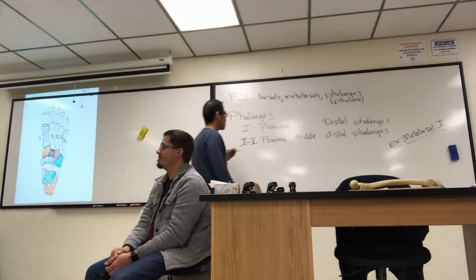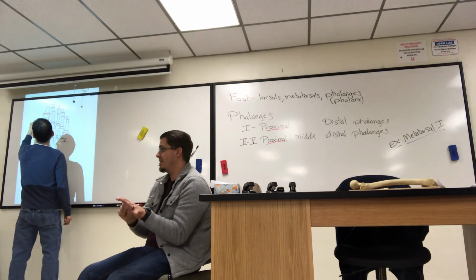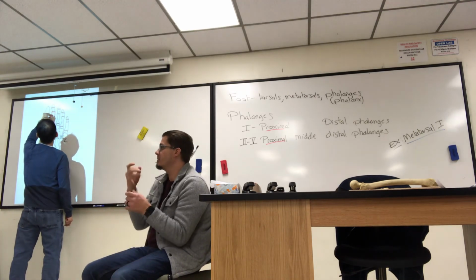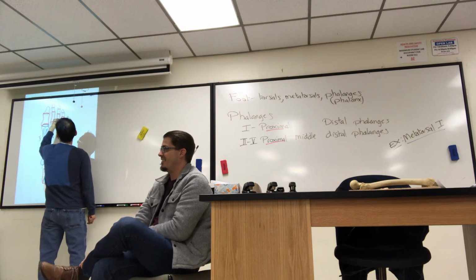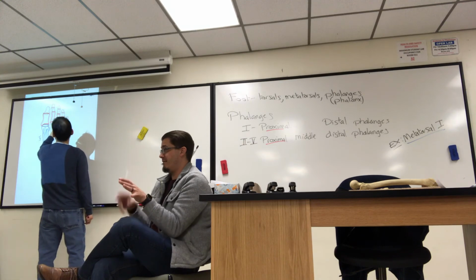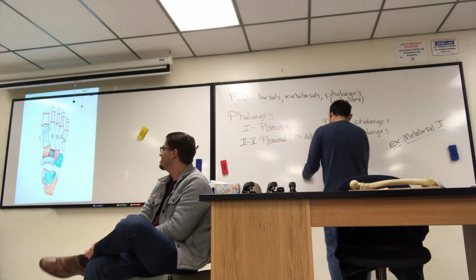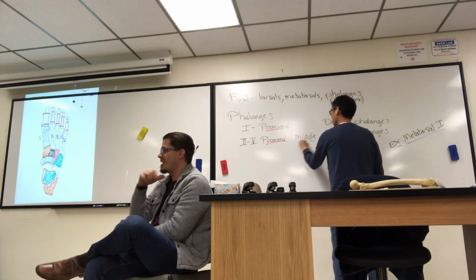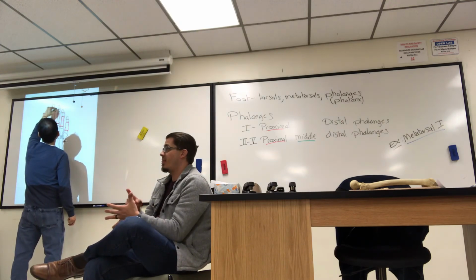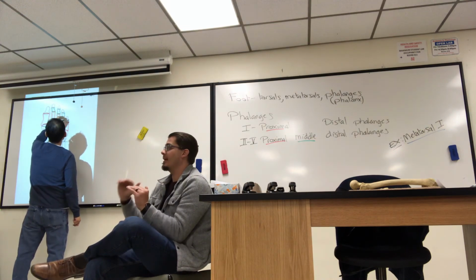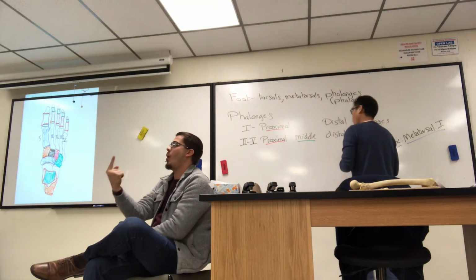Why don't I go red for the proximal ones? I'll just trace them. I'll go, how about green for middle. Notice there's no middle phalanx for digit 1. How about I go orange for distal there?